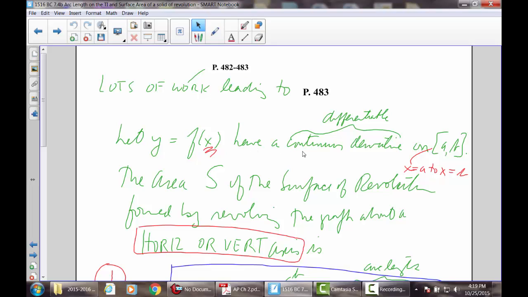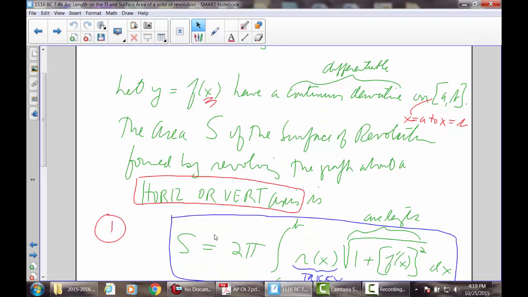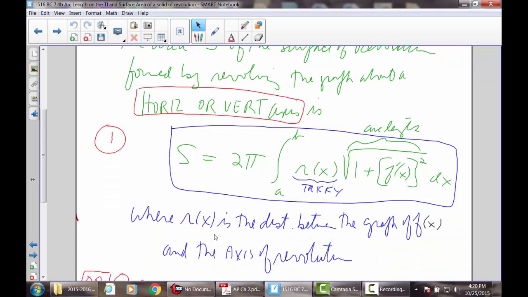If you have a continuous differentiable function on the interval from a to b, then the area S of the surface of revolution formed by revolving that two-dimensional graph about a vertical or horizontal axis is as follows. The surface area is 2 pi times the r times the dx. Now, this is going to be the arc length, so I'm not going to get into where that comes from. Trust me on this one. And there's your interval from a to b.